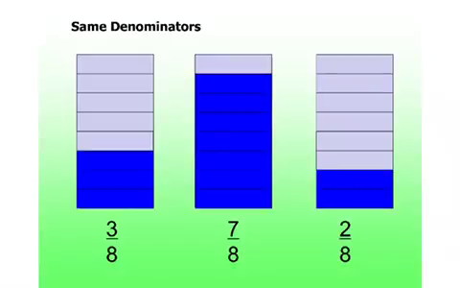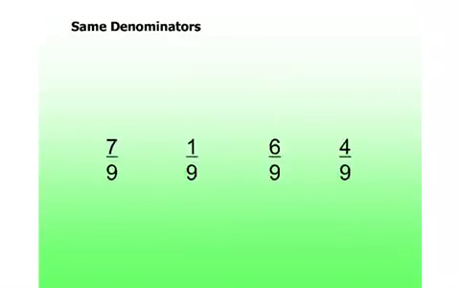Which one looks like it's bigger? Yep, I would say the 7/8. There's more of it. There's more shaded in, right? And those would be the same when you would do that. You would break this one down into, all of the denominators have 9, and then we would do a visual with 7 shaded in out of the 9, 1 shaded in out of the 9, 6 shaded in out of the 9, and 4 shaded in out of the 9.